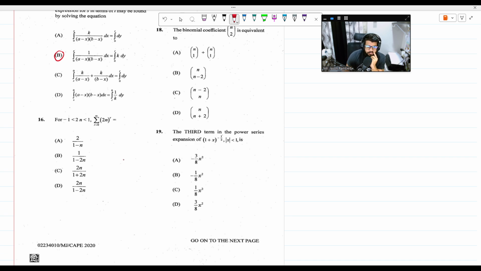This is another repeat question. The first term is going to be 2n to the power 0, which is 1. The ratio is going to be 2n. We want to know what the sum to infinity is. So this is A and this is R. A over 1 minus R is 1 over 1 minus 2n. The answer is B.